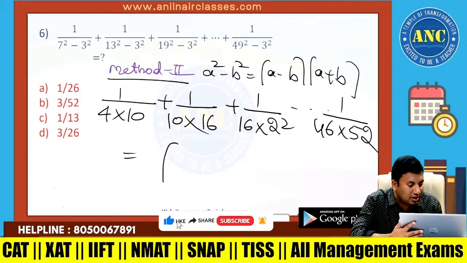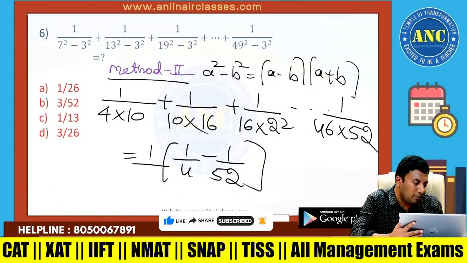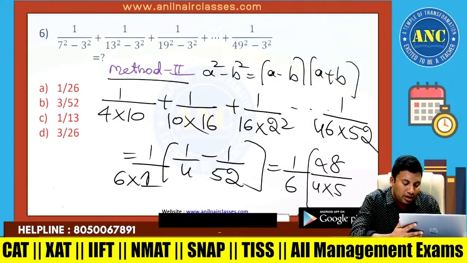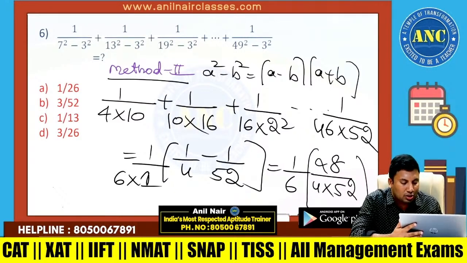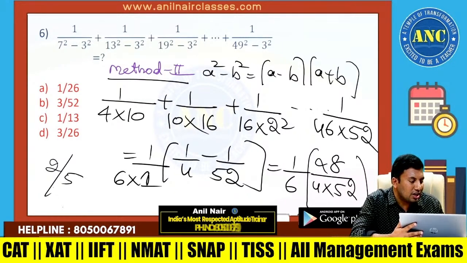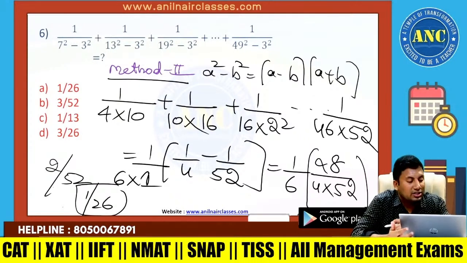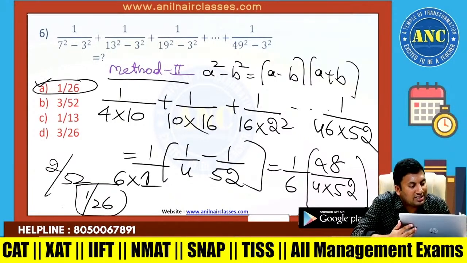So these are nothing but 1 by 4 minus 1 by 52. 1 by the common difference 6, into (52 minus 4) divided by 4 into 52. The answer is 2 by 52, which is nothing but 1 by 26. This 1 by 26 is the answer.